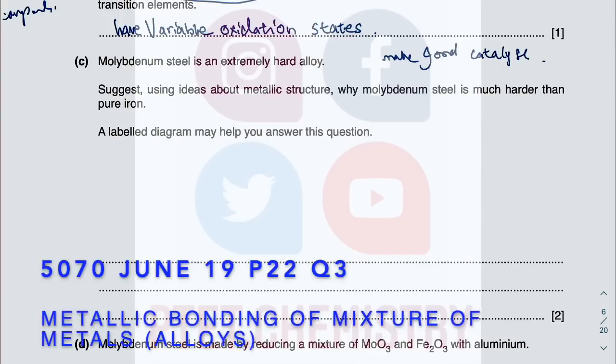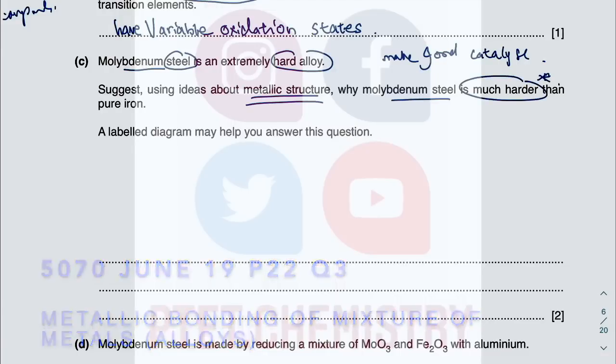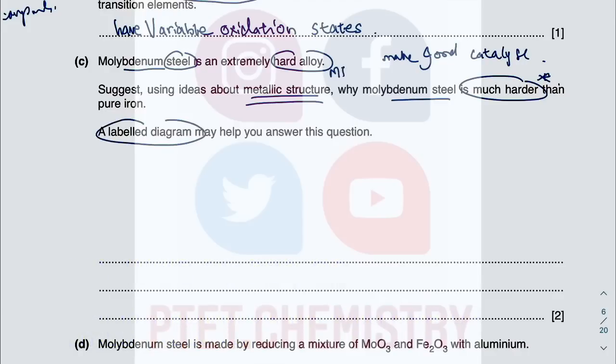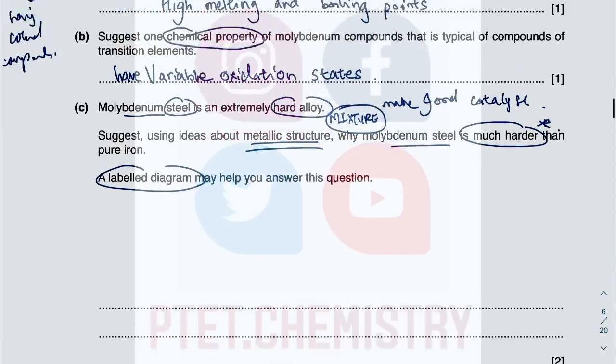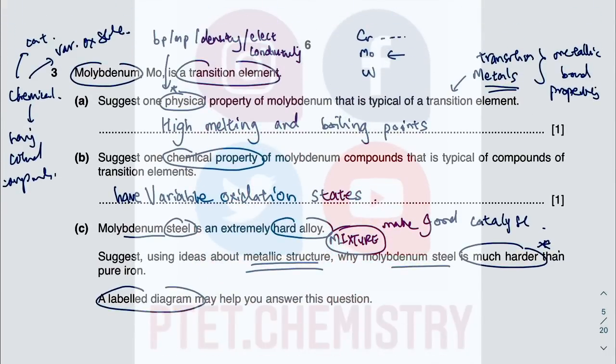Okay, next bit, they want to say molybdenum steel is a hard alloy. So you got to talk about metallic structure, why the molybdenum steel is much harder. When you think about alloy, alloy is a mixture. All right. So think about iron and molybdenum. After chromium in the same row, there is iron there. So meaning to say molybdenum has one extra shell than iron. So which one do you think is bigger in size?